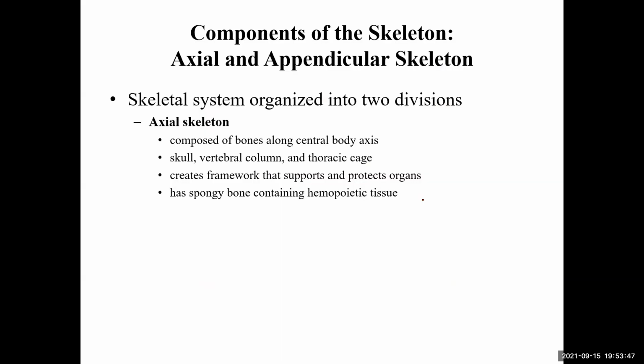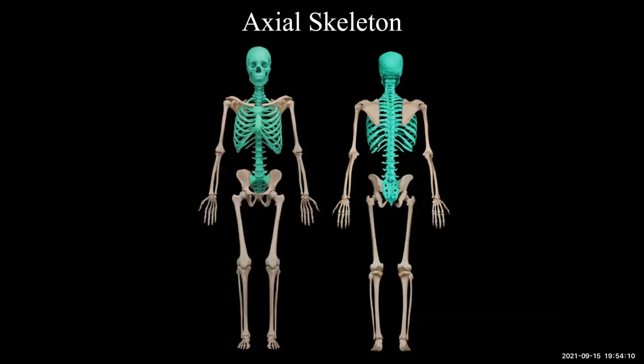So when we study the skeleton, we break it down into two divisions. We have the axial skeleton, and we also have the appendicular skeleton. The axial skeleton is going to be made up of all the bones that form the central axis of your body. So that's pretty much, when you look here, the skull, the vertebral column, and the thoracic cage. That's this guy. Everything that's in teal, that's your axial skeleton. So there's the skull, there's your spine, your vertebral column, and then your rib cage, including the sternum, the bone in the front there. So that's pretty much the central portion of your body.